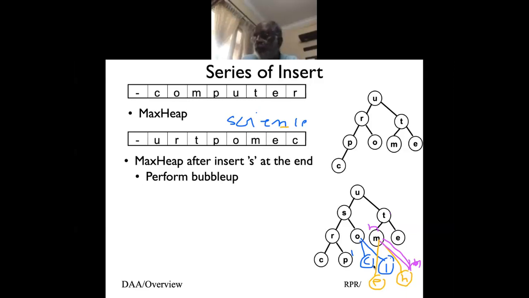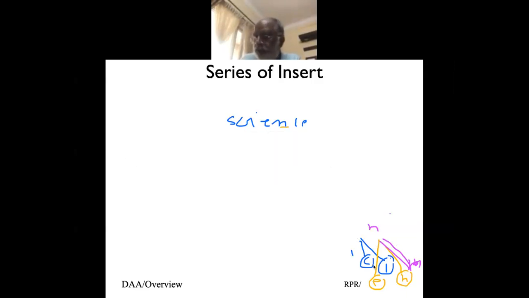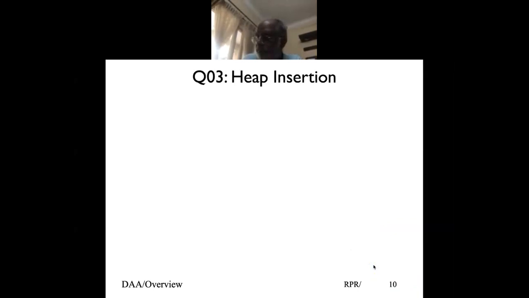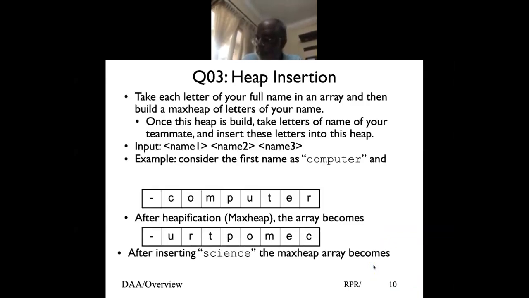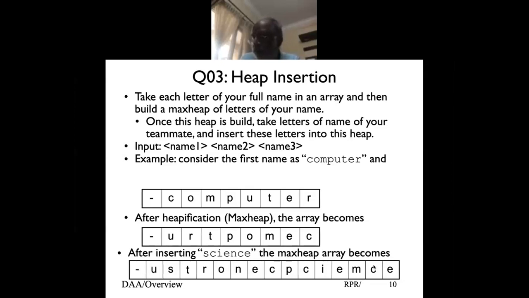And so finally, if you keep doing it, inserting one letter at a time, you'll basically get a max heap. Your final answer would be something like what I showed you in the previous case. This is how your actual heap would look like. Is that fine? Any questions on this? If no, I'll proceed.